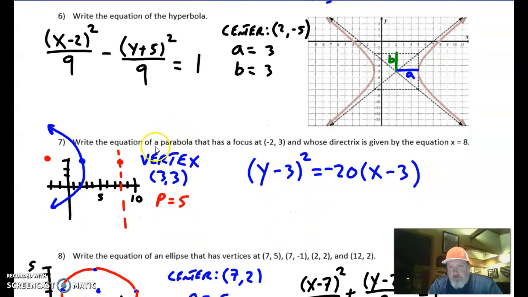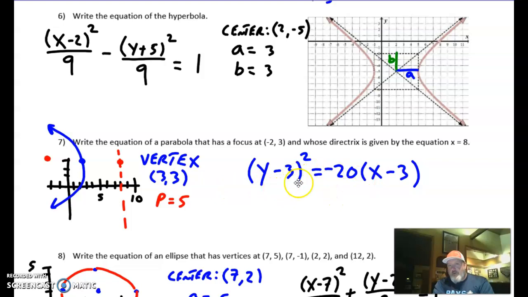Number 7, they tell us we got a parabola. They tell us we got our focus at (-2, 3), and the directrix is x equals 8. A parabola always opens away from the directrix and towards the focus. So the vertex here has to be halfway between those 2 points, which is (3, 3). And p is 5. From there, we can write our equation.